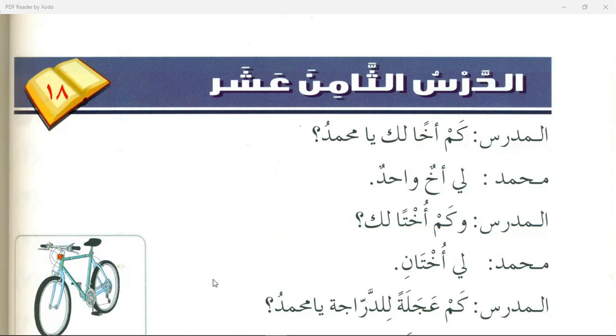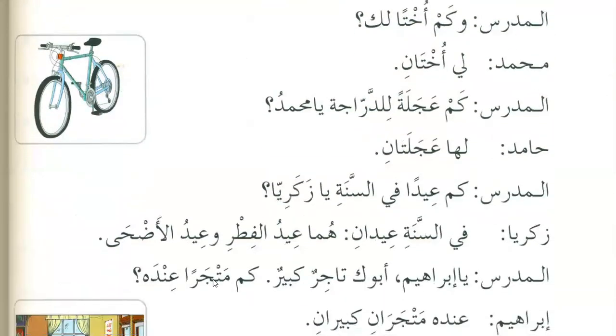Mr. Rahma, you are Mudaris. Mr. Rizwana, you are Muhammad. Assalamu alaikum. Wa alaikum assalam. Kam akhan laka ya Muhammad? How many brothers do you have, O Muhammad? Li akhun wahidun. I have one brother. Wa kam ukhtan laka? How many sisters do you have? Li ukhtani. I have two sisters. Kam ajalatan bidarajatika ya Muhammad? How many wheels does your bicycle have? Laha ajalatani. It has two wheels.